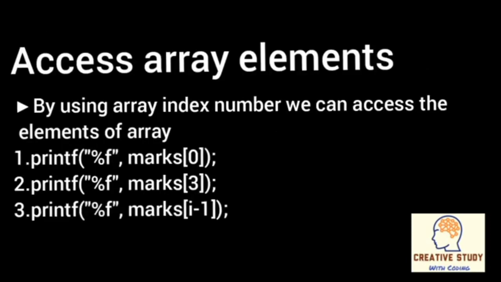By using array index number, we can access the elements of an array, and we can write it in a printf statement like this. In the first example, we are trying to access the first element of the array, in the second we are trying to access the fourth element of the array, and in the third we are trying to access the ith element of the array.